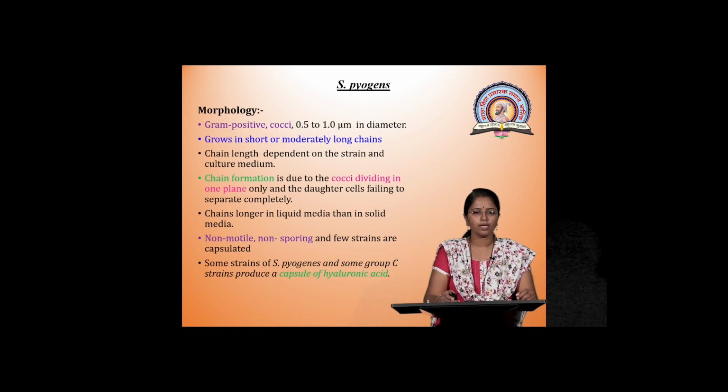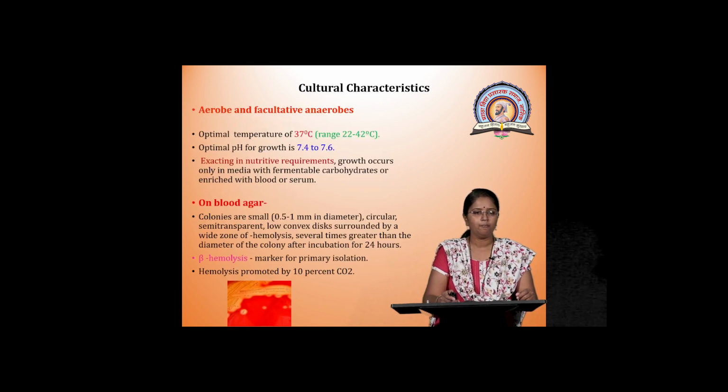Non-motile, non-sporing, and few strains are capsulated. So, the streptococci are non-motile, they do not form spores, and a few strains are capsulated. Some strains of Streptococcus pyogenes and some group C strains produce a capsule of hyaluronic acid. In bacteria, the capsule is made up of different materials. Sometimes it may be a polysaccharide capsule, sometimes a protein capsule. Here, in the case of Streptococcus pyogenes, the capsule is made up of hyaluronic acid.